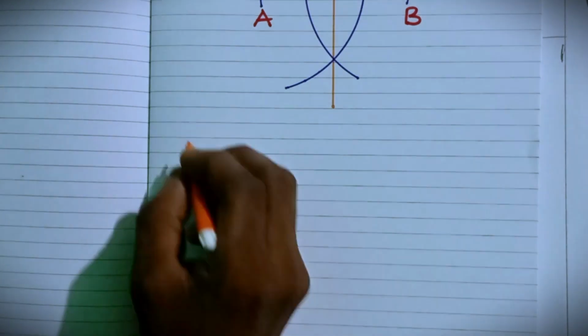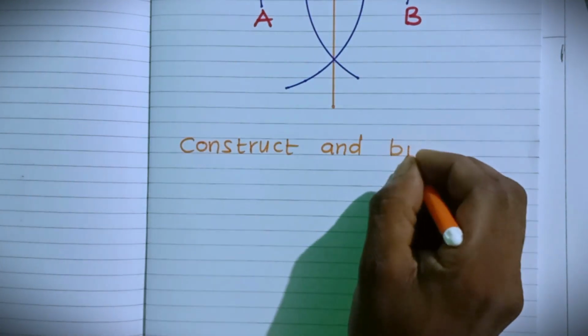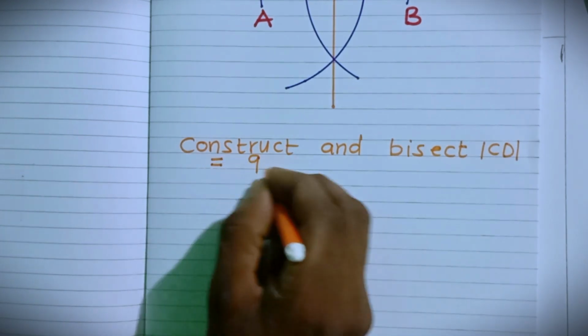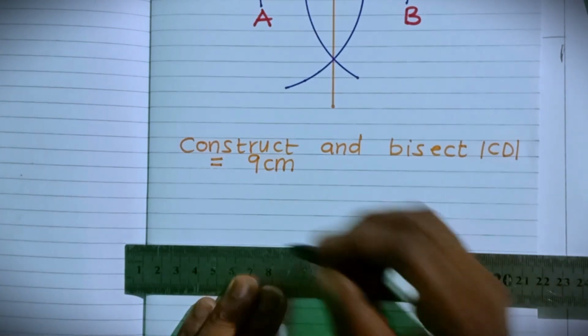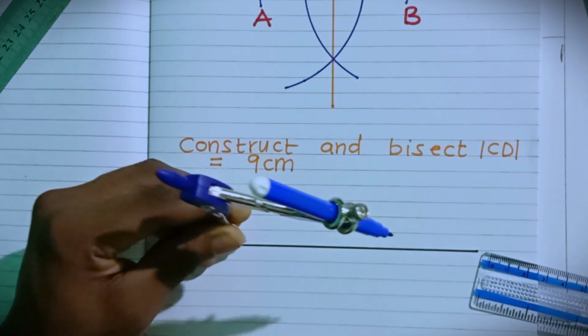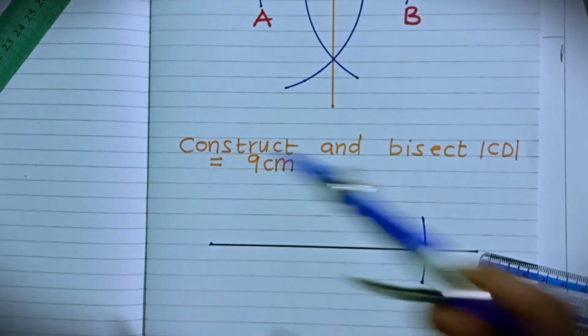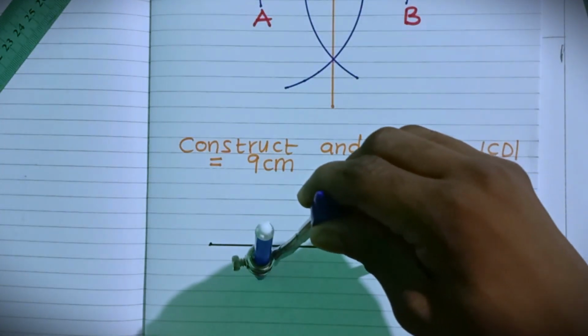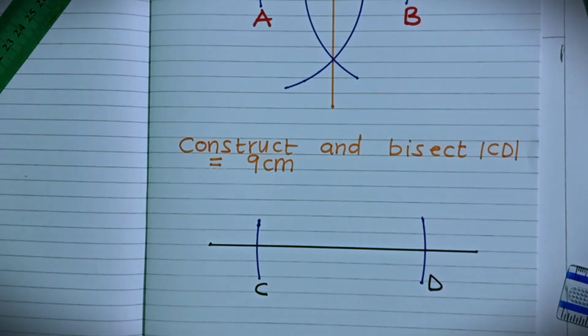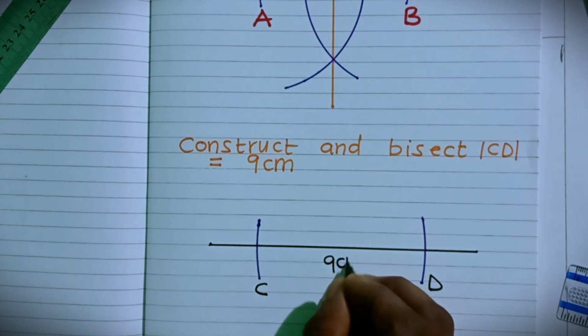Here is another example. Construct and bisect line CD is equal to 9 centimeters. You draw your straight line, then you measure 9 centimeters. You stand at one end, you make an arc. Stand on that arc, you make another arc. You will label. Here is C, here is D, and the length is 9 centimeters.